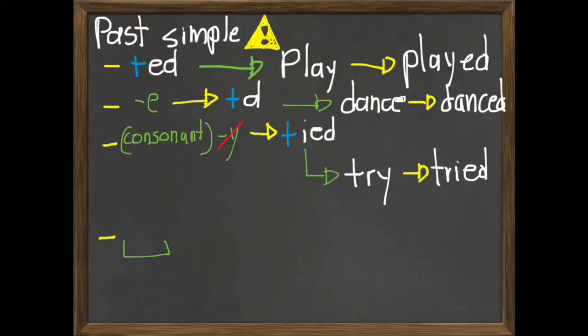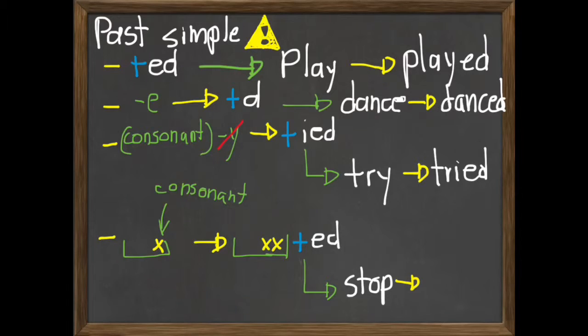Verbs that have one syllable that ends in a consonant will double that consonant and add ed at the end. For example, stop, which is one syllable, will turn into stopped. So you see, the consonant is repeated.